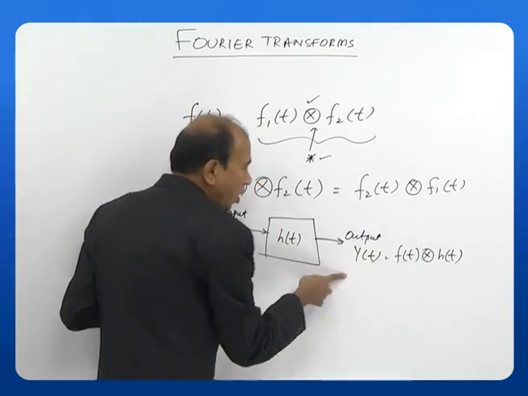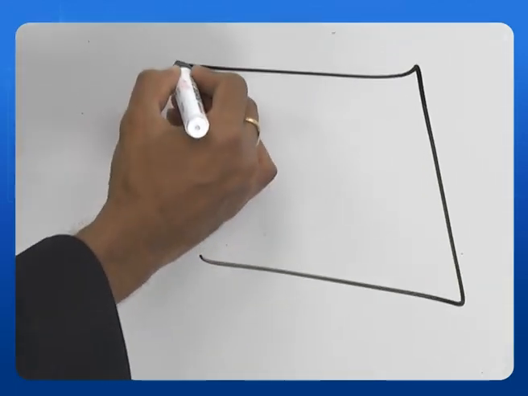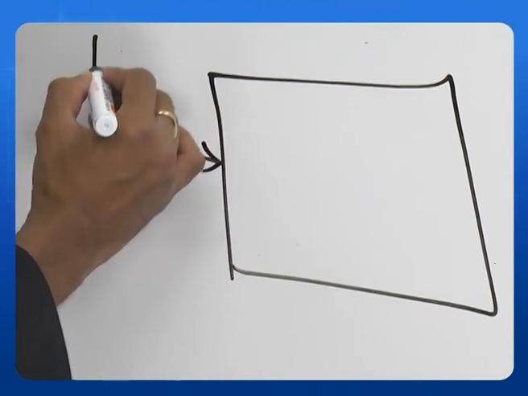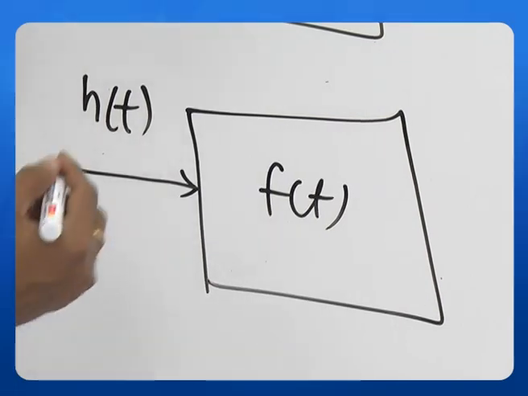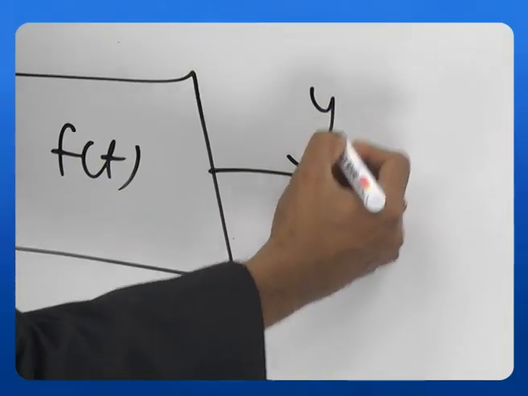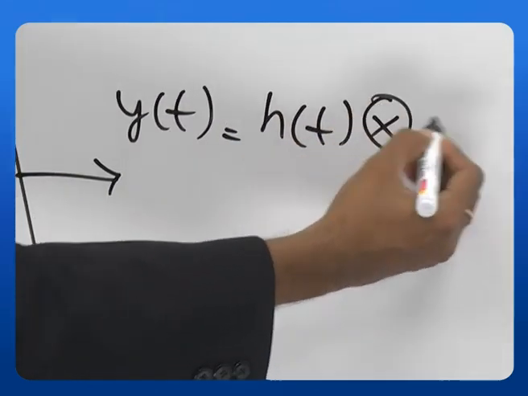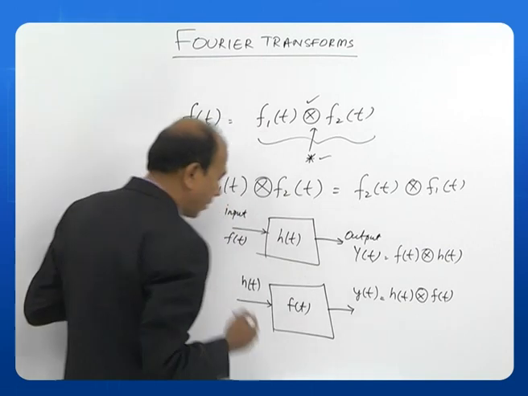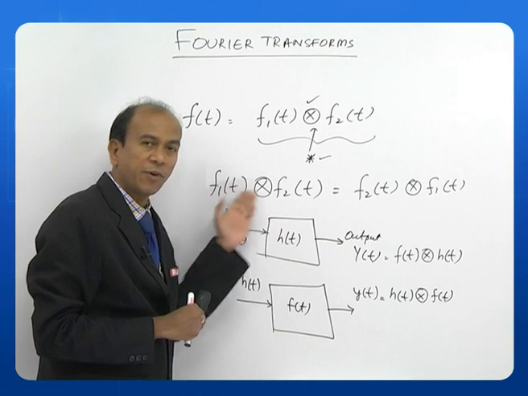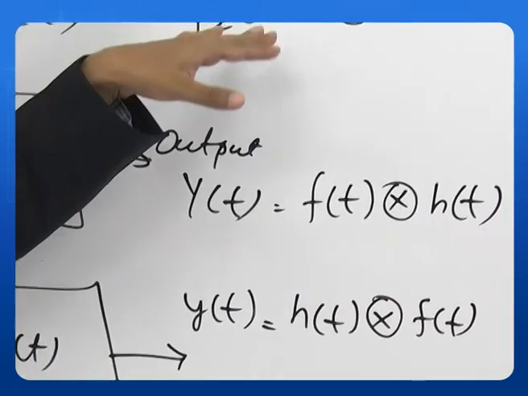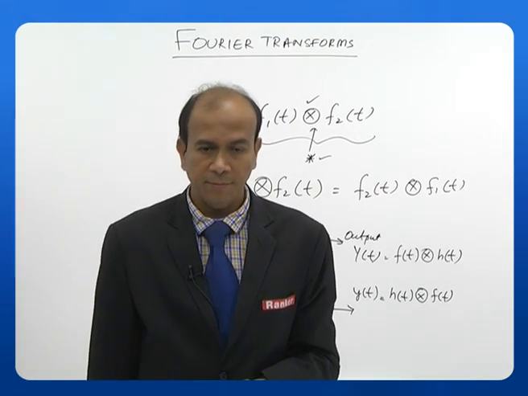Now let us take another system here. Let us say my input to the system is h(t), and let f(t) be the system response. Then the output y(t) will be equal to h(t) convolved with f(t). So this is how a system responds. So we can say that the convolution of f1(t) and f2(t) will be equal to f2(t) convolved with f1(t). As you see here, both are the same now.